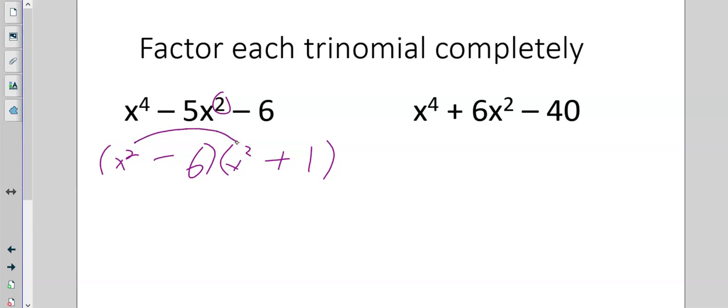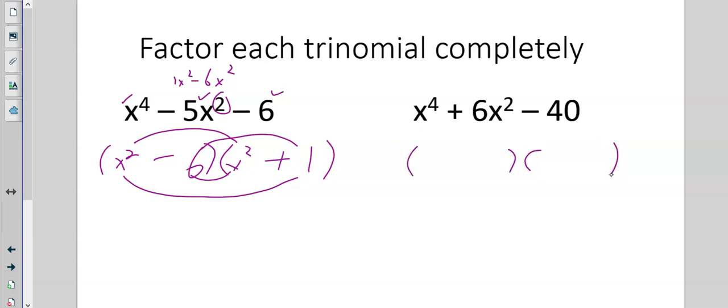x squared times x squared is x to the 4th. 1x squared, negative 6x squared. Does that give us negative 5x squared? Yes. And negative 6 times 1. Check. If you're not sure if you factored it right, go back and check it. So we're going to treat this the same way as factoring a quadratic. Don't be thrown off by the 4.